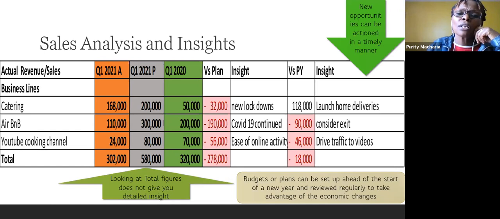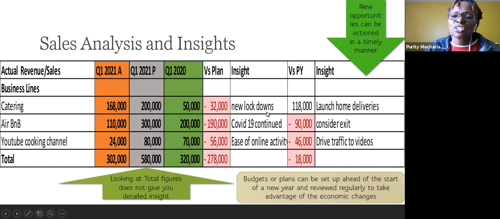Number two, I had anticipated to make 200,000 this year in quarter one from catering, but that didn't happen. What exactly happened? What went wrong or what went right? Then I can say, well, we had new lockdowns, so I couldn't do what I wanted to do. But when I compare that same information to last year, I say to myself, oh, last year I made 50,000 only. There were still lockdowns, but this year I have improved.